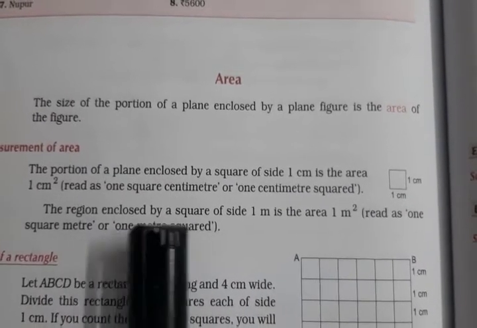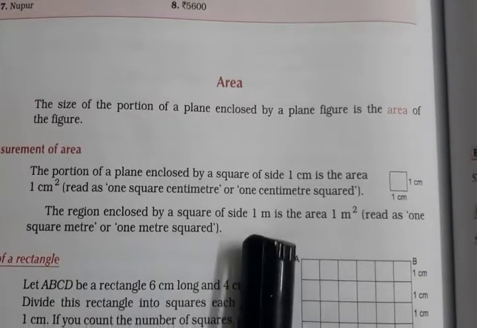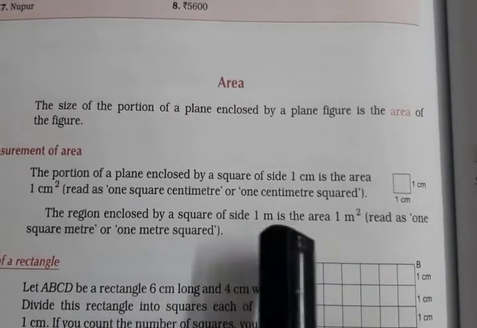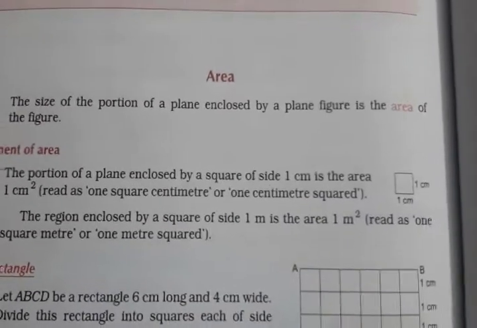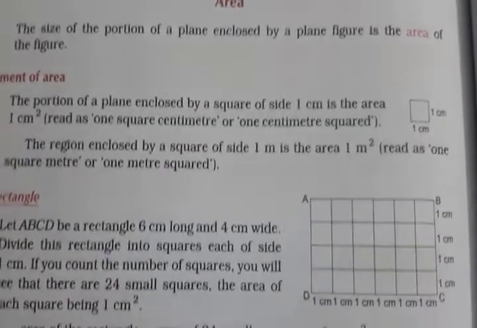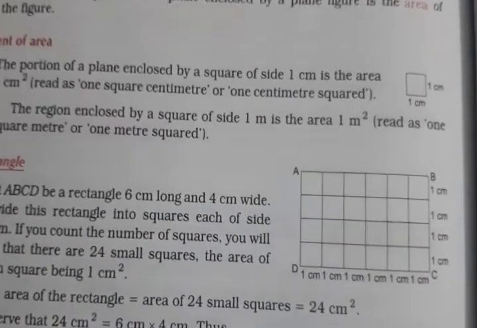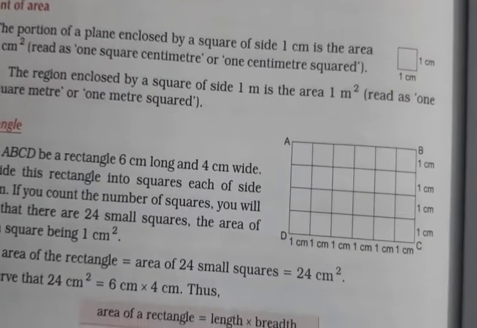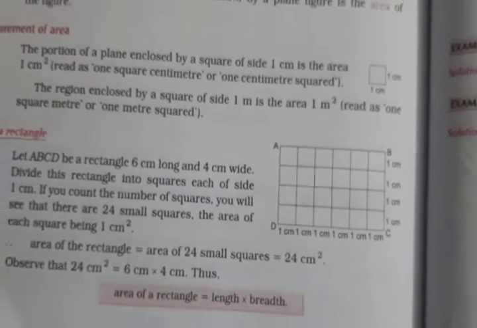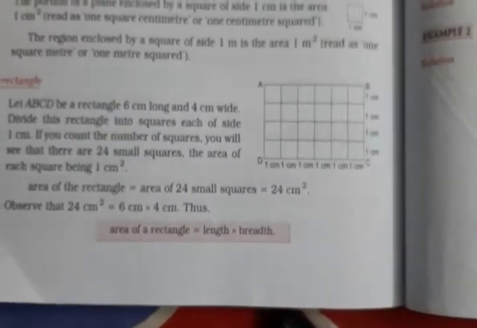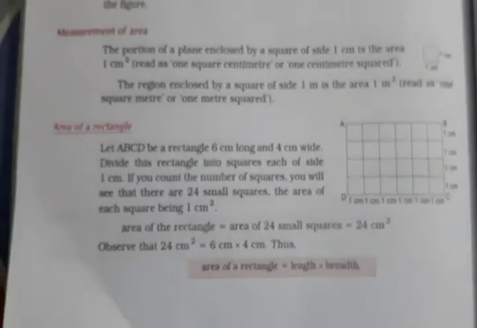If the region enclosed by a square of side 1 meter, then the area is 1 meter square. Understand? Whichever unit we take, we put a square on it, that depends on the formula. Now let's come to the first, that is the area of rectangle.